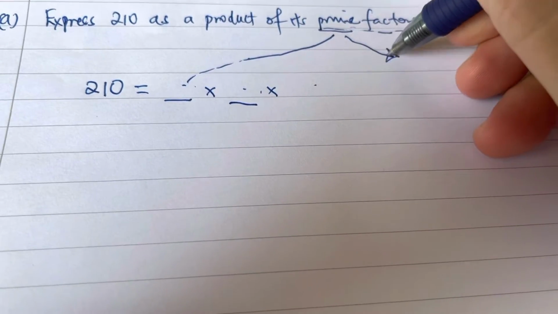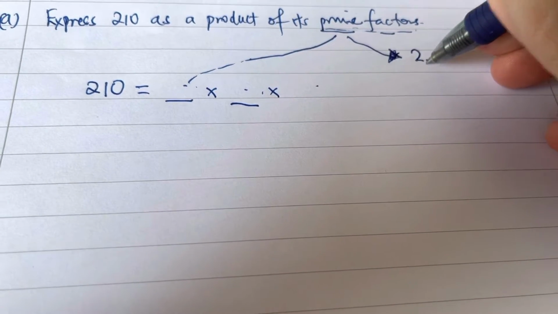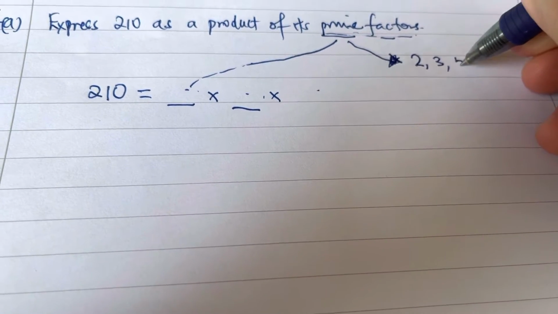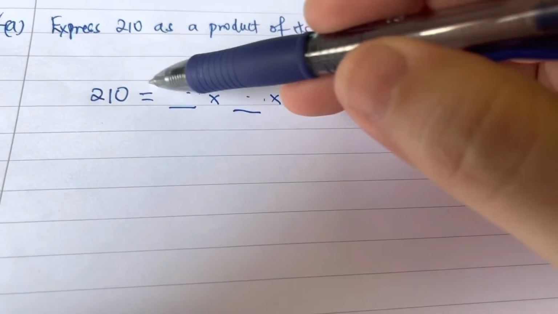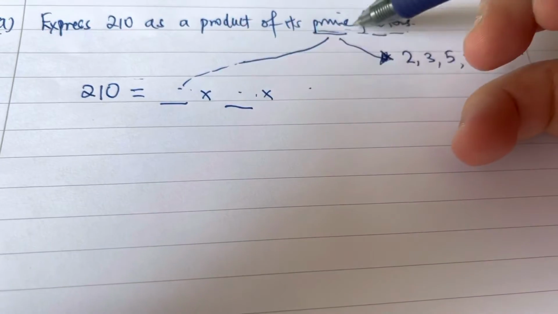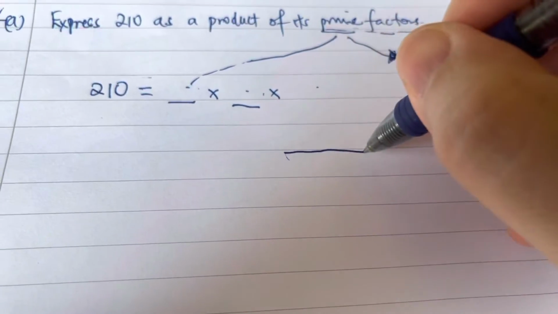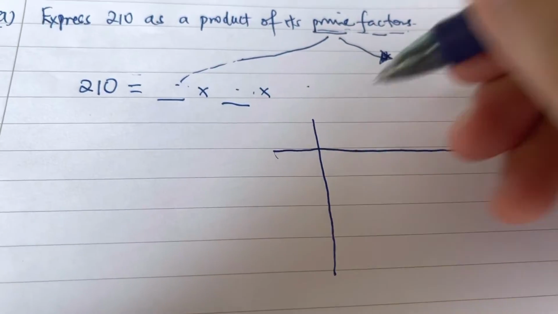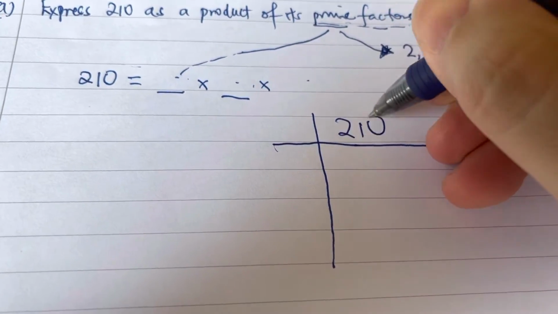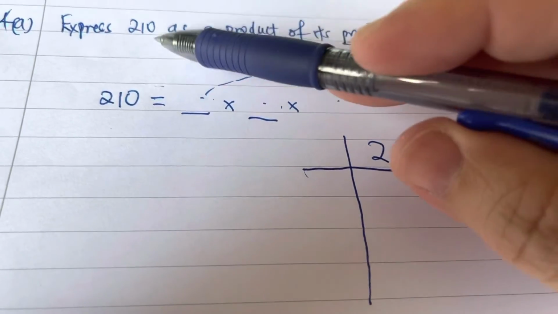Now, what are prime numbers? Prime numbers are numbers that start with 2, 3, 5, 7, and so on and so forth. Okay, so how do we get these prime factors of 210? We use this method that we learned in Sec 1. You draw two lines like that, then you write 210 here. Now always start with 2. That means you divide this number by 2.